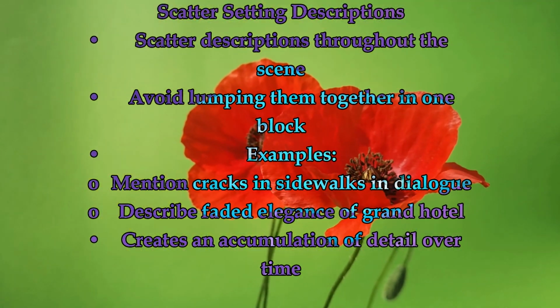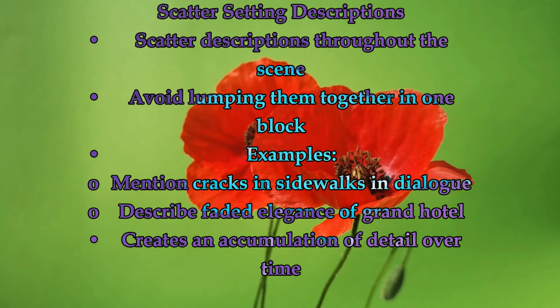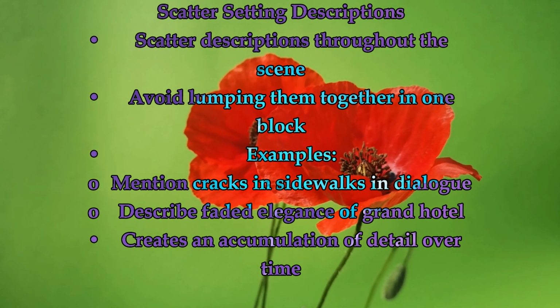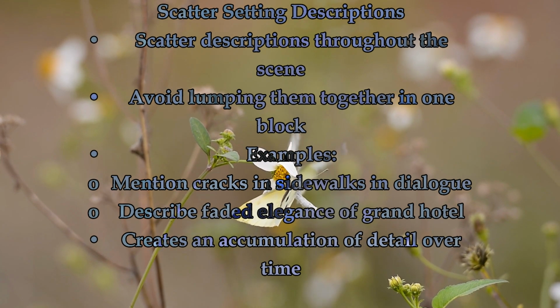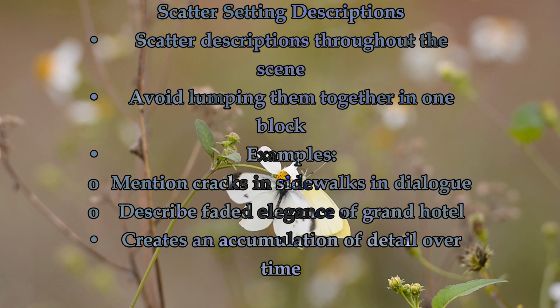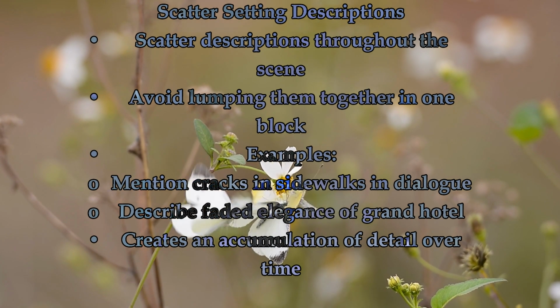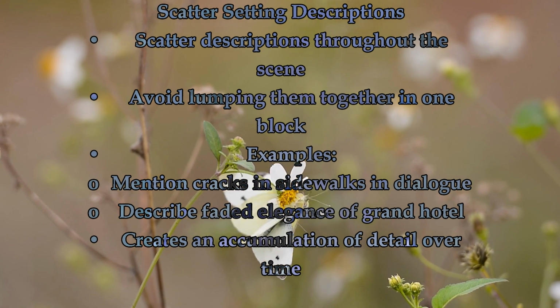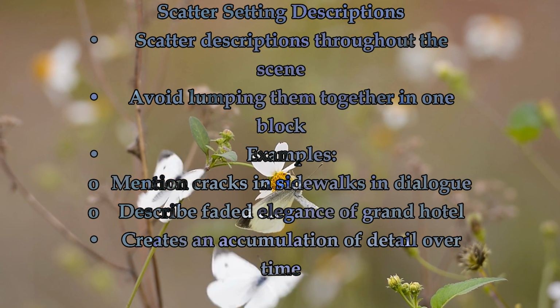Another trick is to scatter your setting descriptions throughout the scene, rather than lumping them all together in one big block. Mention the cracks in the sidewalks of the run-down neighborhood in one line of dialogue, the faded elegance of what was once a grand hotel in another. This way, you're creating an accumulation of detail that builds a vivid sense of place over time, rather than hitting the reader with it all at once.